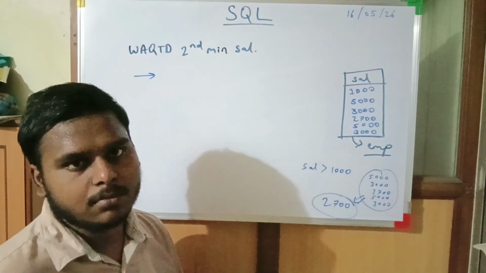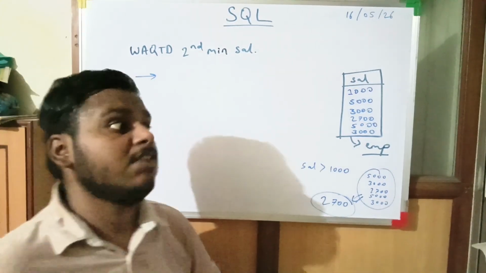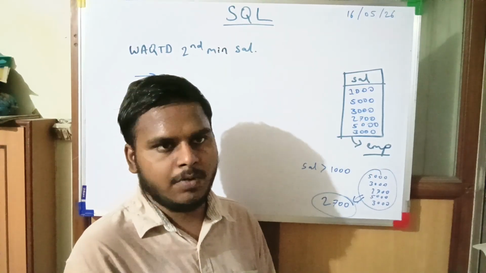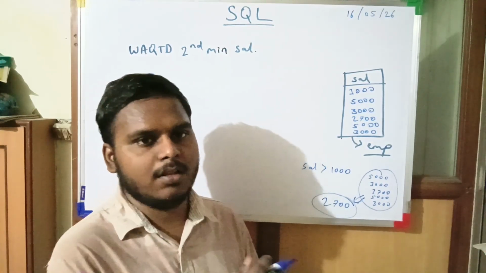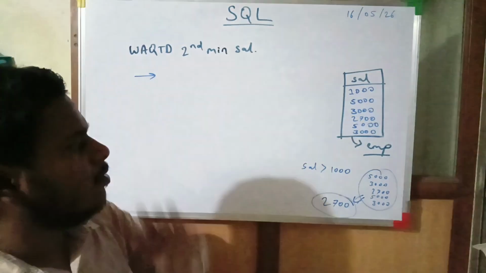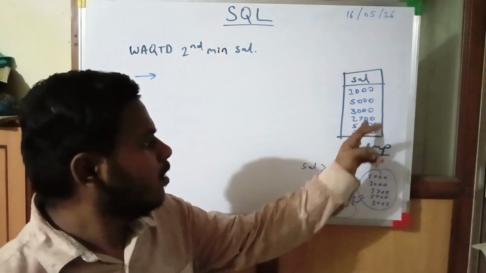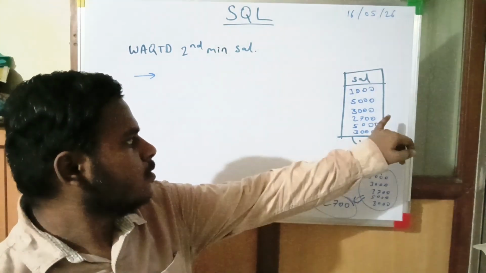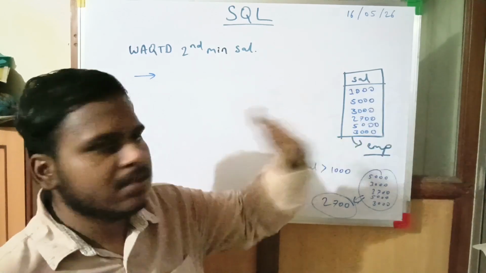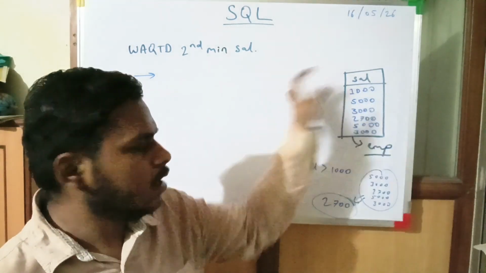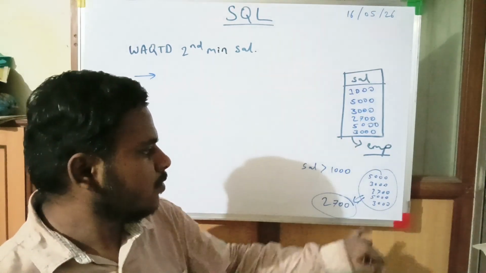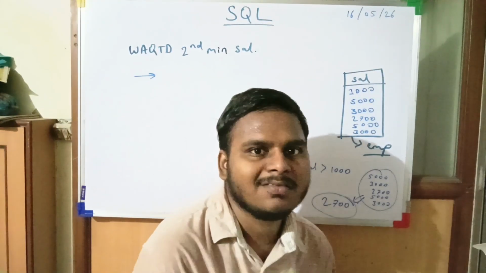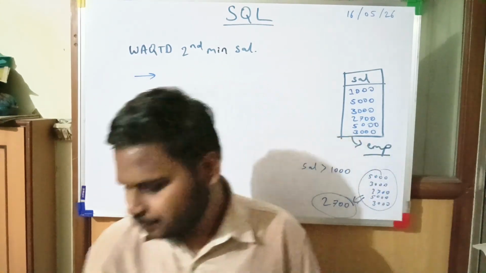This is the concept, how to get the second minimum salary. Filter out, find the minimum. By looking at the table also, we will get the same answer. The lowest is what? 1,000. Greater than 1,000 should be there. The rest are all greater than 1,000. From this rest, which is the lowest? 2,700. So 2,700 is the second lowest. Yes, got it?